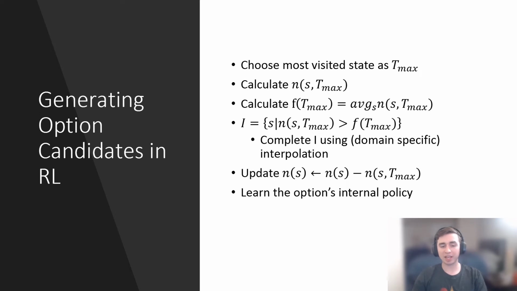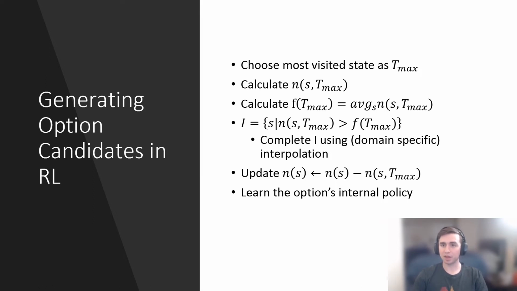In generating option candidates in reinforcement learning, we focus on the most visited states. We choose the most visited state, Tmax, by finding the state with the highest visitation count as calculated during analysis. Then we calculate NS Tmax, the number of times each state S occurs on paths that go through Tmax. Then we compute the average number of times a state appears on paths that go through Tmax as a useful baseline.